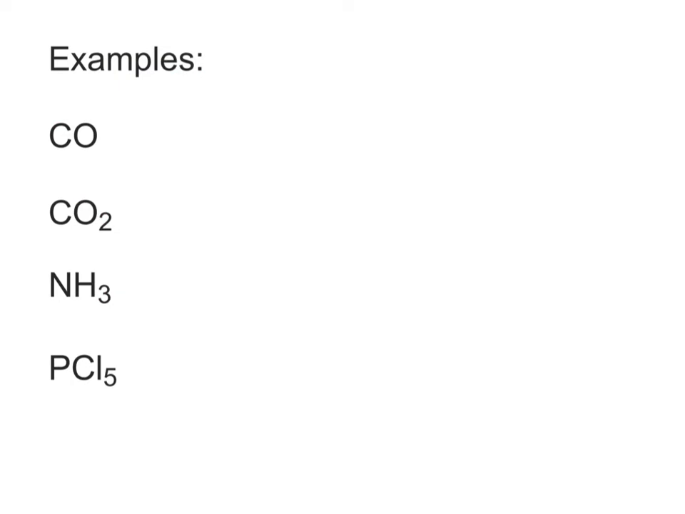CO is our first example. Notice that there are no subscripts in this compound, which means there is one carbon atom and one oxygen atom. We don't use the prefix mono on the first element, so this is going to be called carbon monoxide.